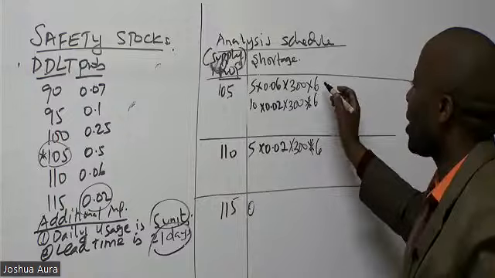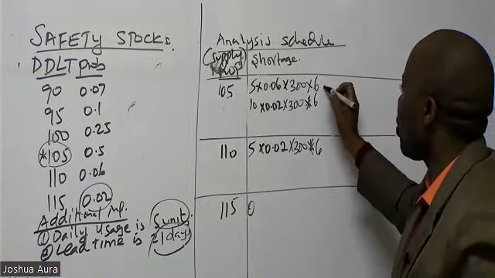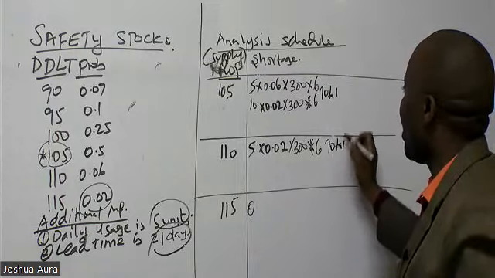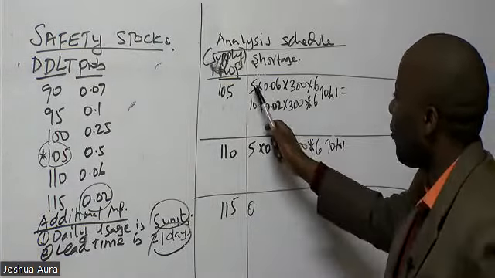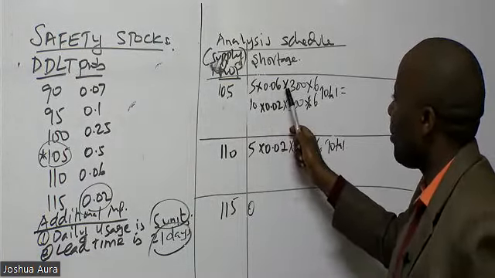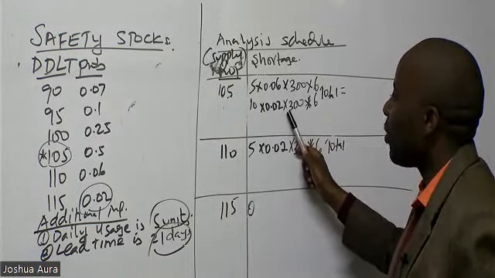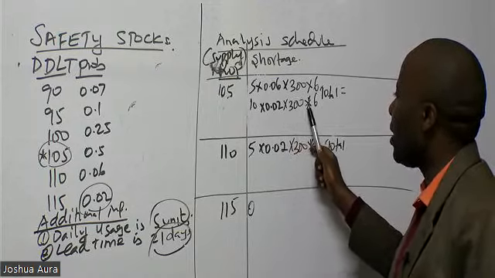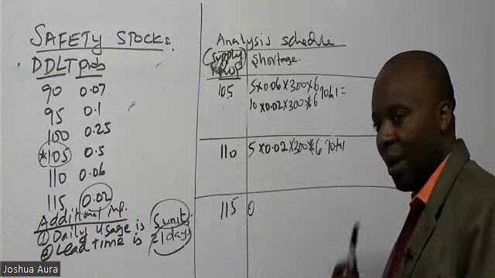Sasa kujeni hapa, munipatie hii total. Total for both. So the total that I would want you guys to give me, the total shortage, I would want you to take 5 times 0.06 times 300 times 6, plus the second block: plus 10 times 0.02 times 300 times 6, so that you can combine both.